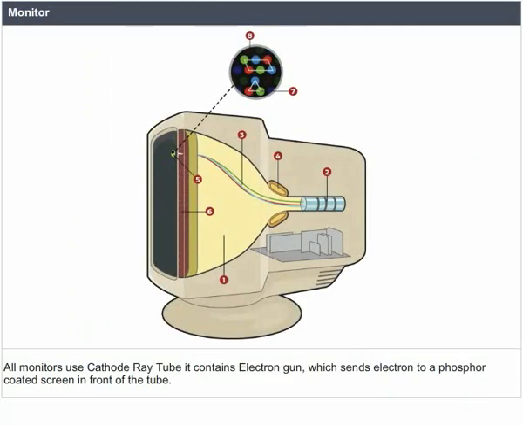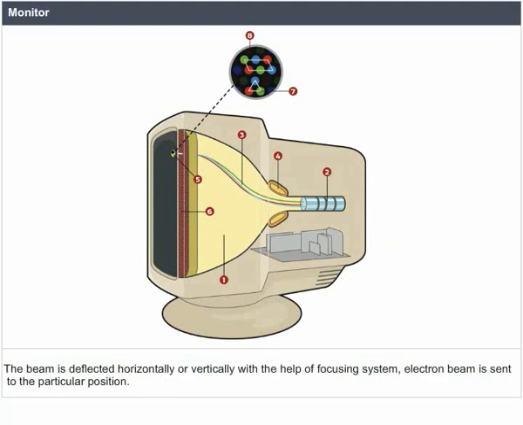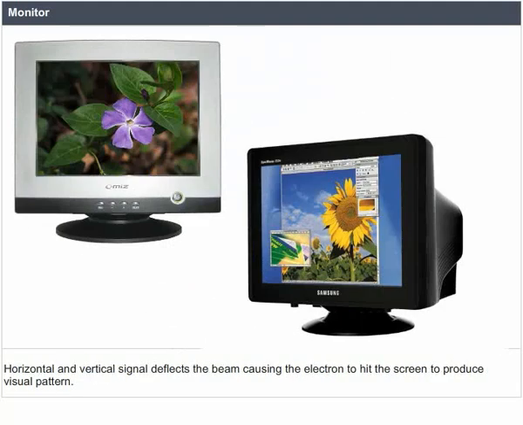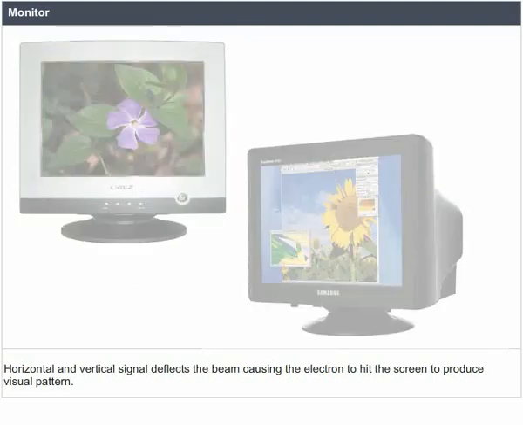All monitors use a cathode ray tube. It contains an electron gun, which sends electrons to a phosphor-coated screen in front of the tube. The beam is deflected horizontally or vertically with the help of a focusing system. The electron beam is sent to a particular position. Horizontal and vertical signals deflect the beam, causing the electrons to hit the screen to produce a visual pattern.